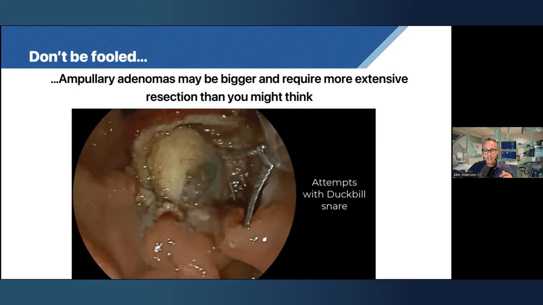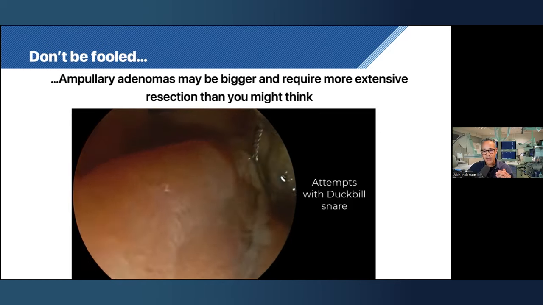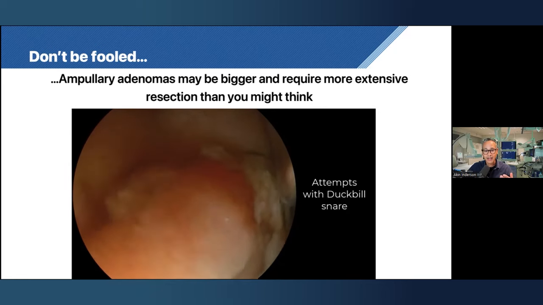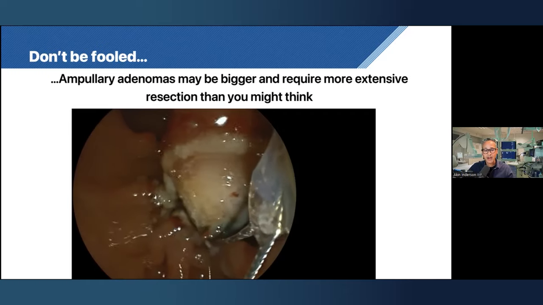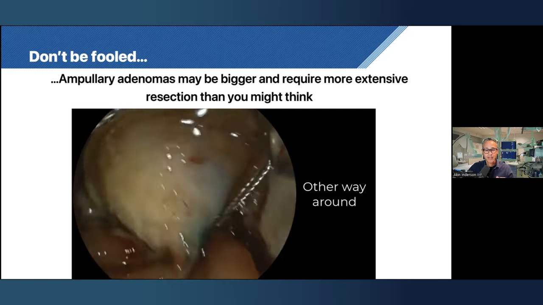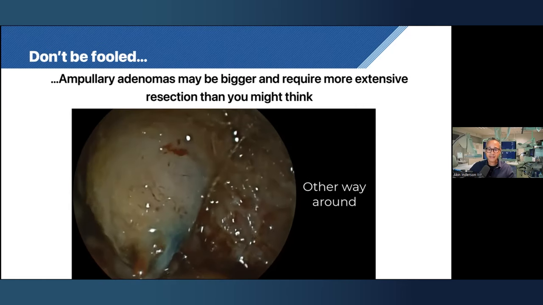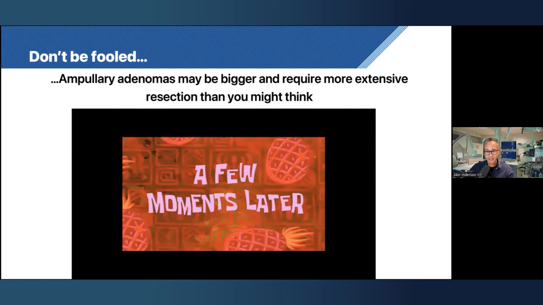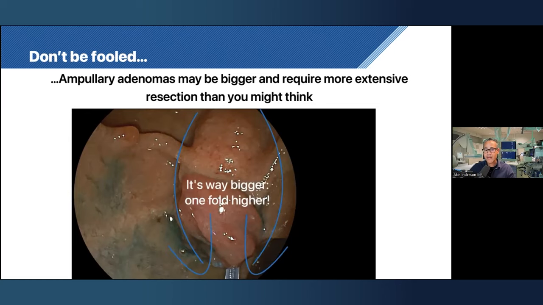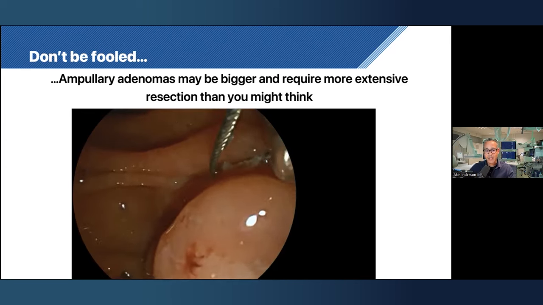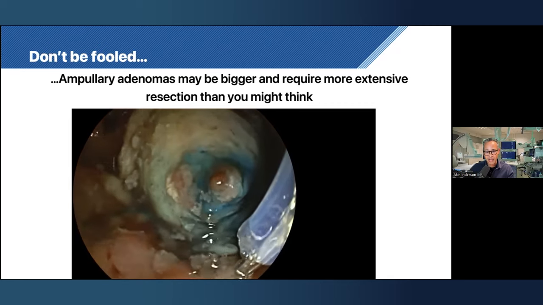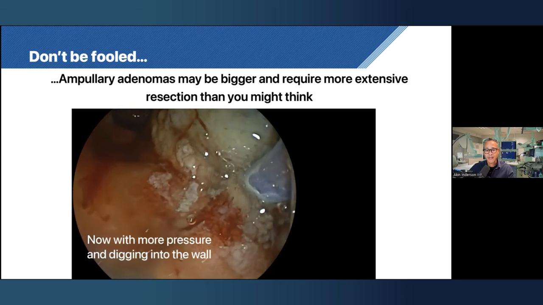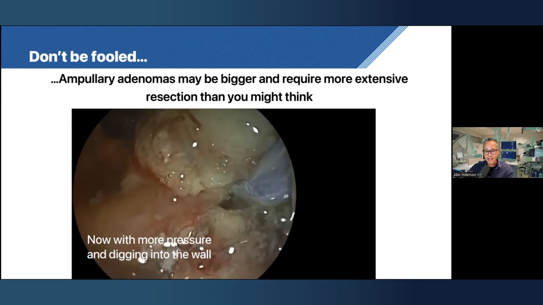This is all lesion, it's all muscle. So no radical resection. So I moved on, attempted with a duckbill snare, sideways, the other way around, and it was very hard to grasp. So then back off a little bit and revise what you're doing. A few moments later, it was way bigger than one fold, so I needed to go even one fold higher. So again, with a large polyp snare over the fold, again press down hard onto the duodenal wall, and now we were able to resect it.